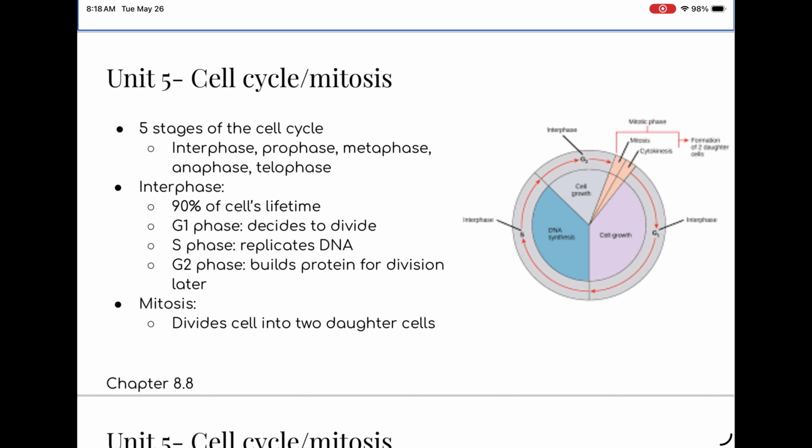G1 phase is when it decides it's going to divide, so it grows. Then the S phase is when it actually replicates the DNA. And then G2, it builds protein for division later. So during interphase, the cell is growing to prepare for mitosis. The ultimate goal for mitosis is that the cell divides into 2 daughter cells from 1.